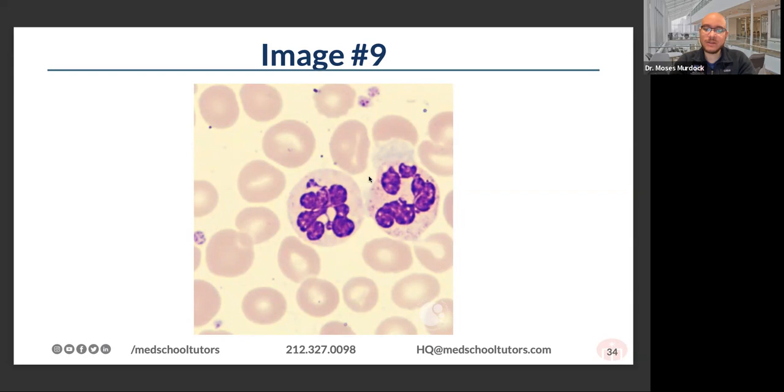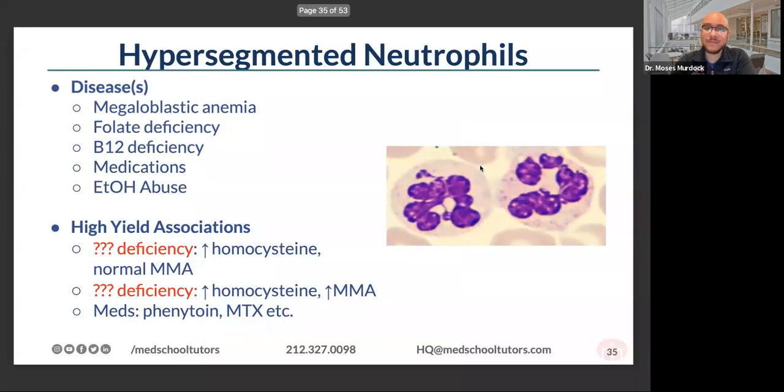Just for your information, a neutrophil should have somewhere between 2 to 5 lobes. And if we count them here, 1, 2, 3, 4, 5, 6, 7, maybe if you count this one, 8, maybe 9. 1, 2, 3, 4, 5, 6. So again, this is a hypersegmented neutrophil. You can see this with megaloblastic anemias, right? And specifically folate and B12 deficiency, as well as medications like phenytoin, like methotrexate, and with alcohol abuse.